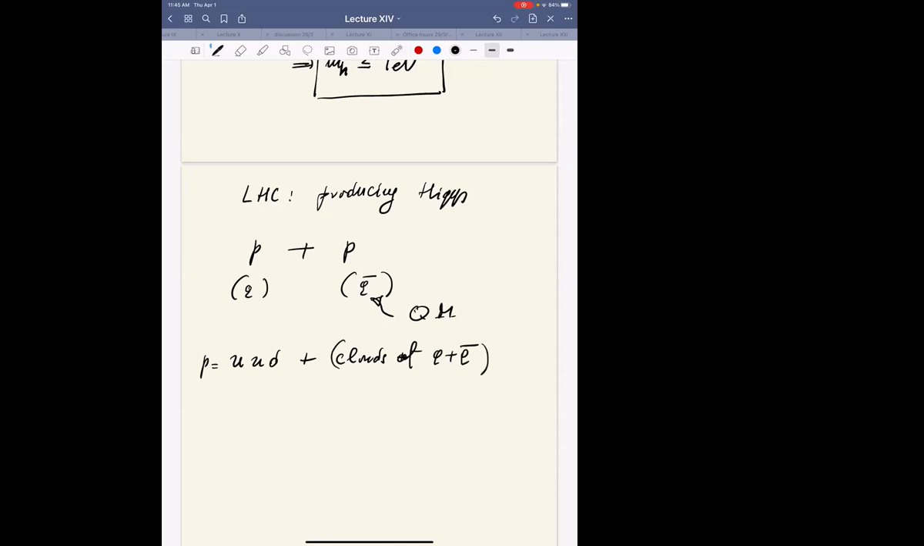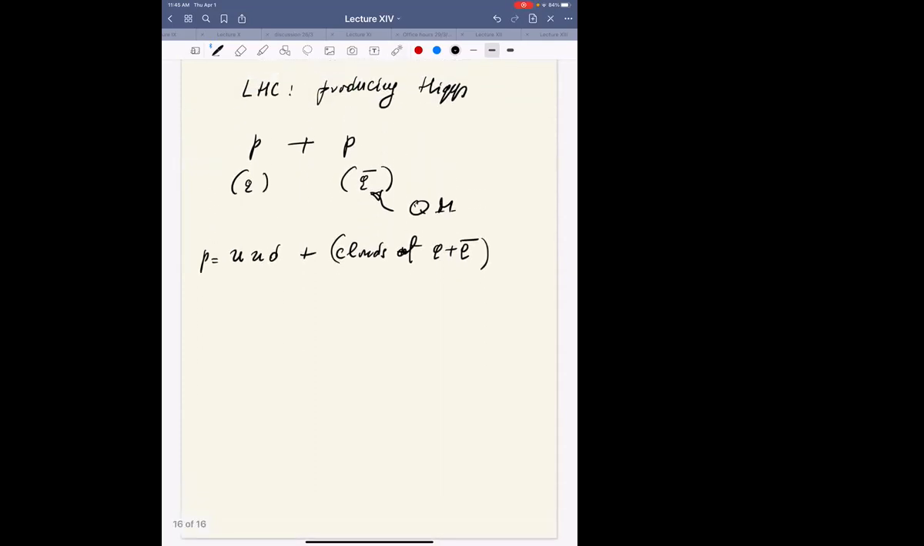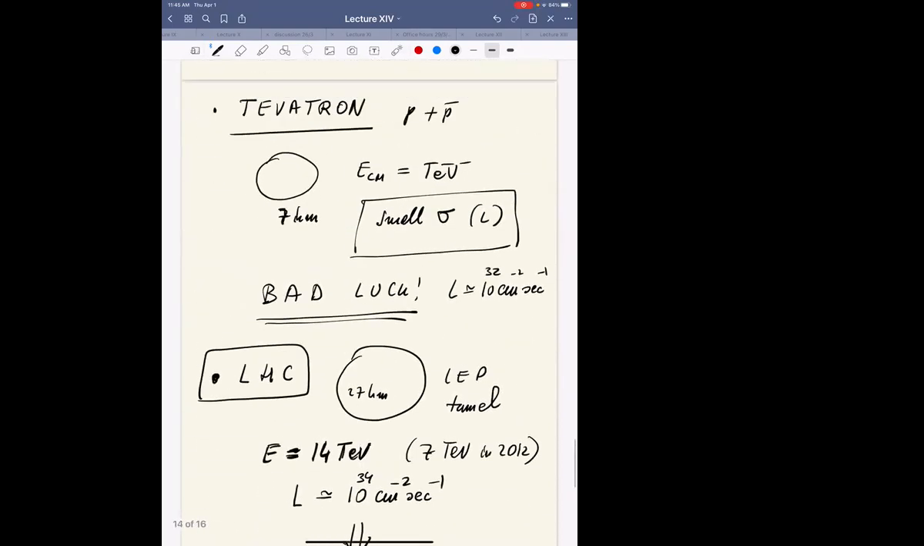u plus u-bar, d plus d-bar. There are not as many as these. There are more of these. But still, not zero. So you can have a q q-bar machine. So really, LHC. Now the advantage of the hadron machine, so this is called the hadron machine, right? LHC is called the hadron machine.